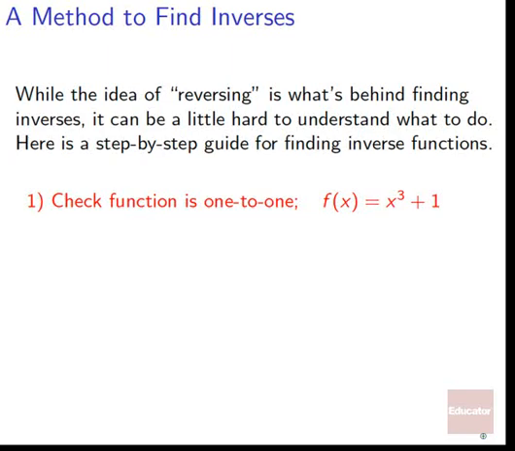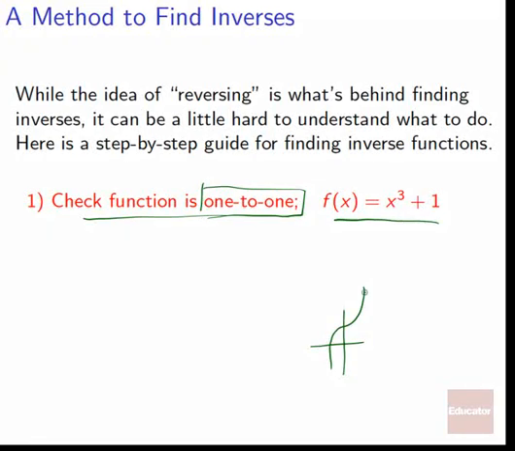So here's one step-by-step guide for finding inverse functions. The very first thing we have to do is check that the function is 1-to-1. It has to be 1-to-1 for us to be able to find an inverse at all. Now, f of x equals x cubed plus 1, we just saw its graph. Remember, it looked something like this. So we already know it passes the horizontal line test, so it is 1-to-1. Great. We've already passed that part.